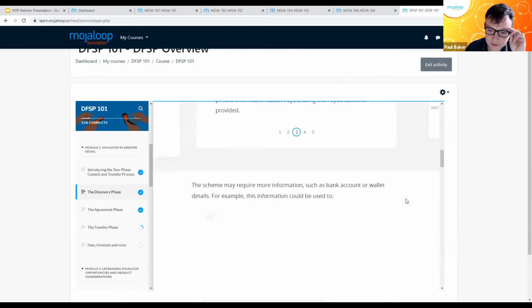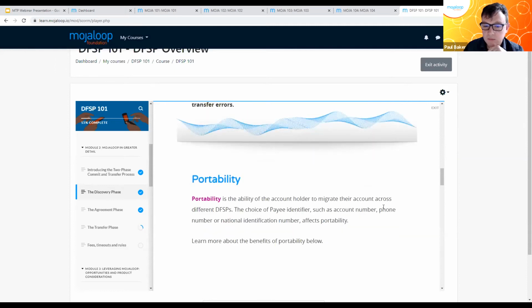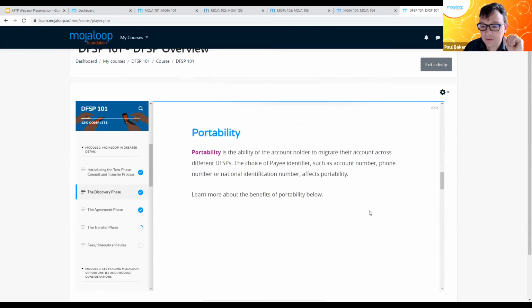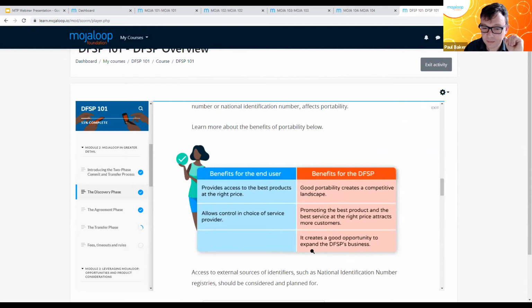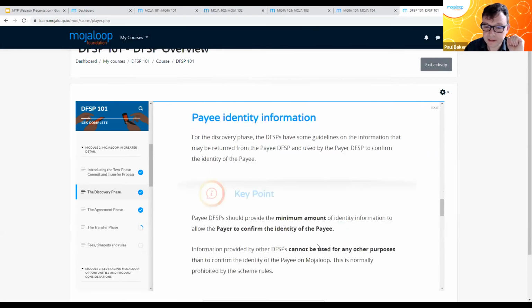Okay, I'm going to skip over this. I think that's not that important. So one thing to consider is portability. If that is an objective, then there are some criteria that you need to put in place, and it explains that in detail.